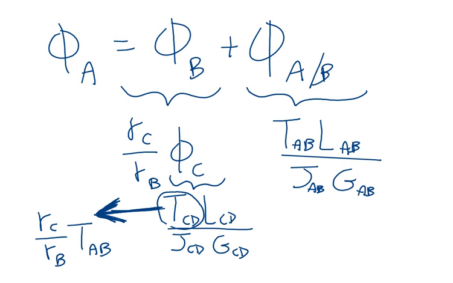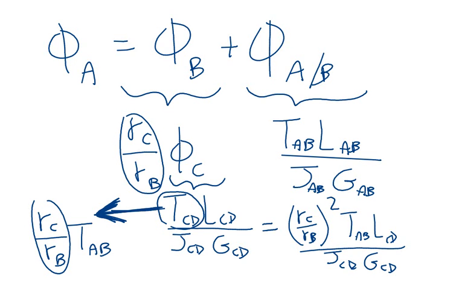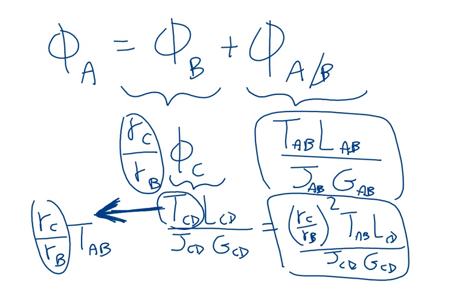So this actually is equal to, notice you have RC over RB here, and you have RC over RB there. Right? So that's equal to RC over RB squared, torque in AB, length of CD, over J of CD, G of CD. Okay? So hopefully that makes sense. That's how you're going to get the overall rotation in A.